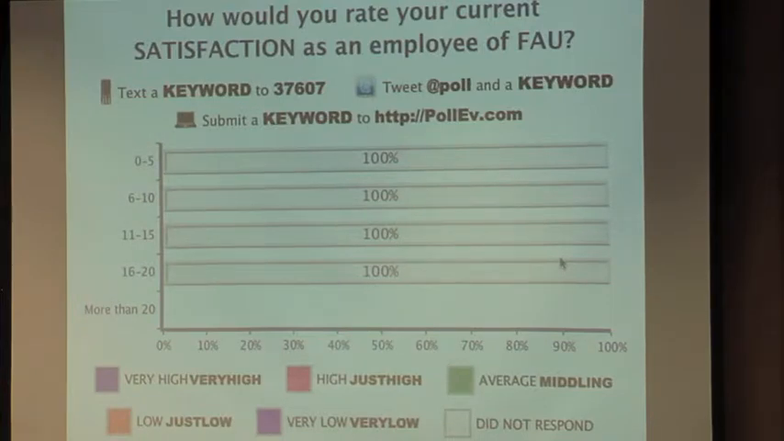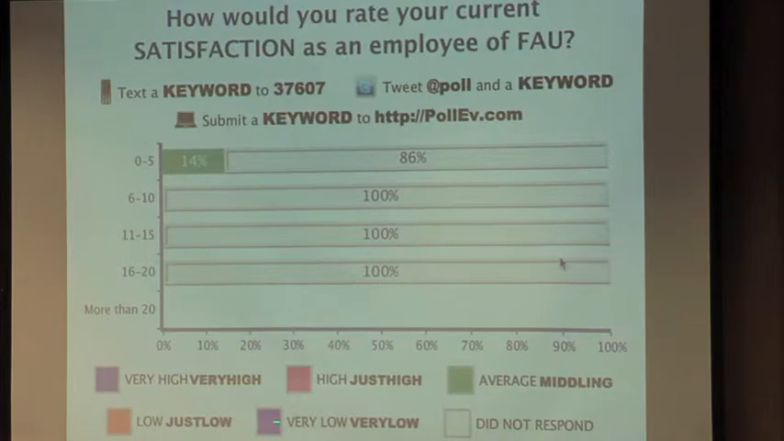Now I'd like you to pull out your cell phone or laptop again. Once again, you're going to text keyword to 37607. But if you're really satisfied, if you just love your job, just can't get enough of it, you type in the words very high together. If you like your job, you type in just high. If you neither like it nor dislike it, you type in the word middling. If your satisfaction is low, you type just low.